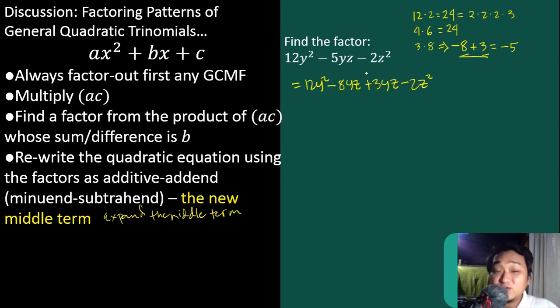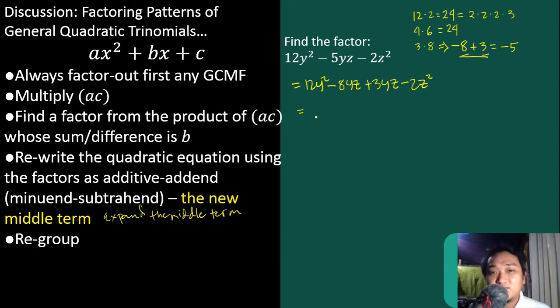Now, don't forget to double check, triple check pa natin yung middle term. Para talaga, eksakto talaga, wala talagang mali. So, in this case, negative 8yz plus 3yz will result to negative 5yz. The next thing that we're going to do is to regroup the polynomial. So in this case, we are going to group this.